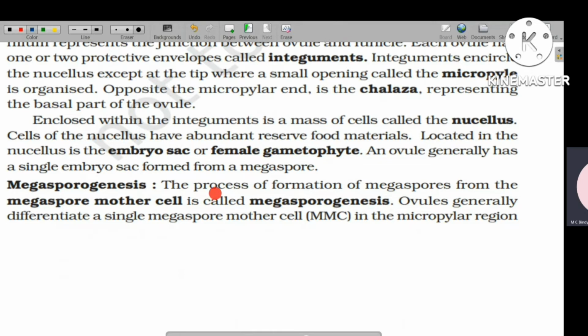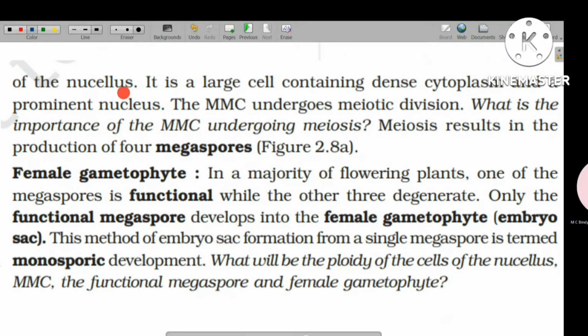Megasporogenesis. The process of formation of megaspores from the megaspore mother cell is called Megasporogenesis. Ovules generally differentiate a single megaspore mother cell in the micropylar region of the nucellus. It is a large cell containing dense cytoplasm and a prominent nucleus. The megaspore mother cell undergoes meiotic division. Meiosis results in the production of 4 megaspores.